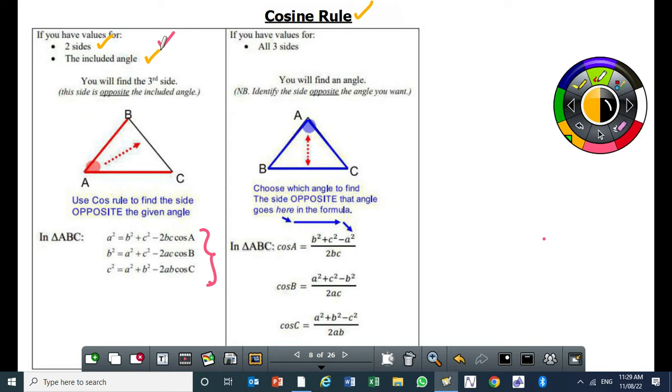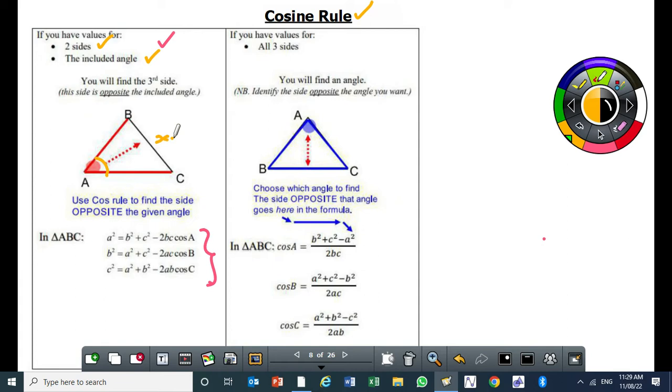Like in this case, you have a triangle ABC. If angle A is given, then it means that the length of AB and the length of AC must be given, but BC will be unknown. So two sides and a given angle, right?